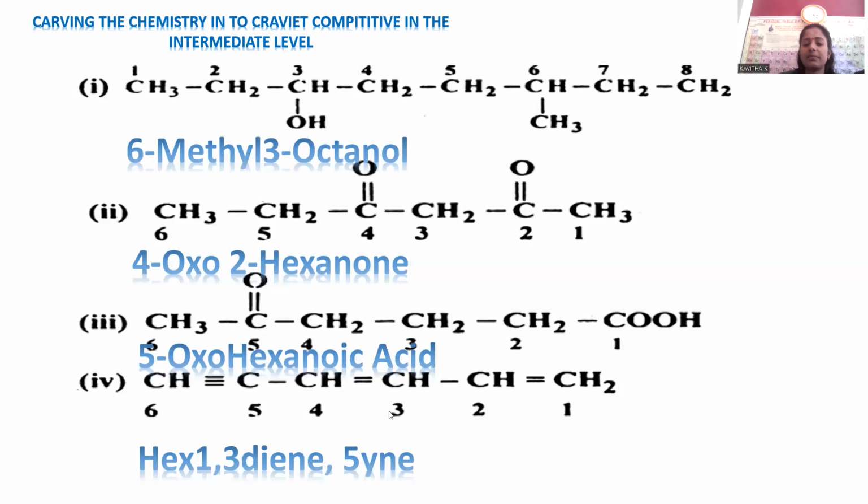The first and third carbons are having 2 double bonds, so we can write 1,3-diene. And the fifth carbon is having a triple bond, so 5-yne can be mentioned. And being a 6 carbon length, the parent chain is hexa. So hexa-1,3-dien-5-yne is the complete name of the given compound number 4.